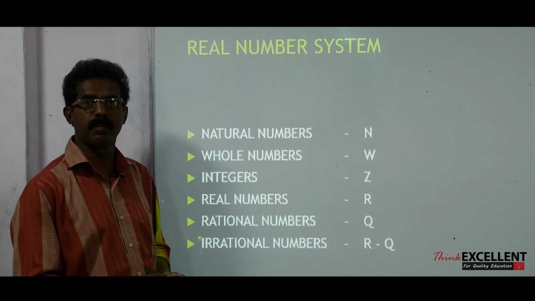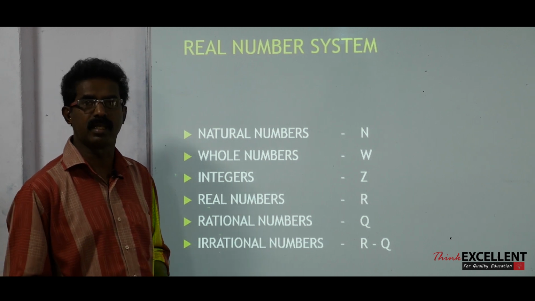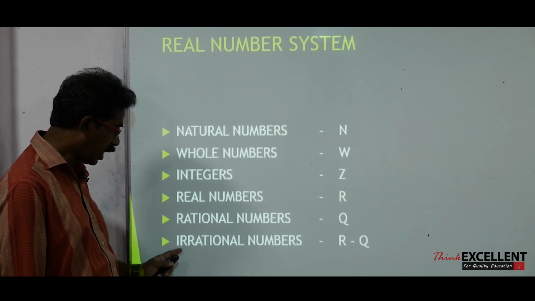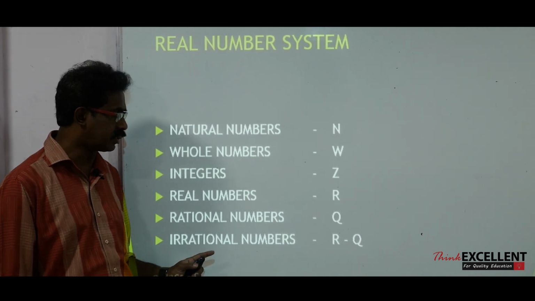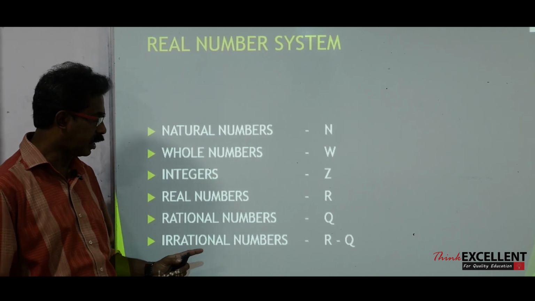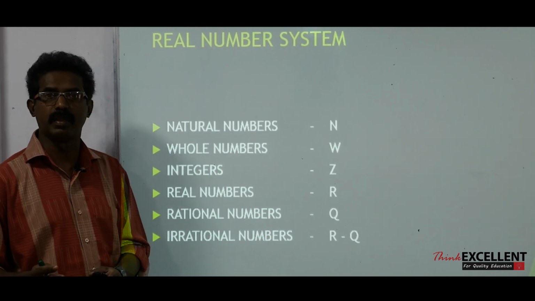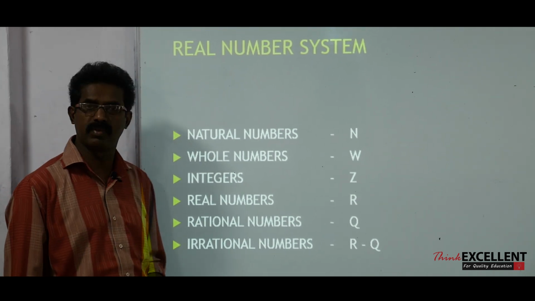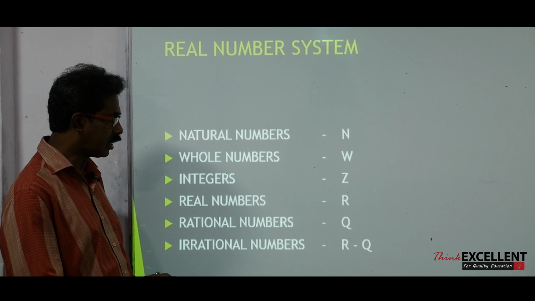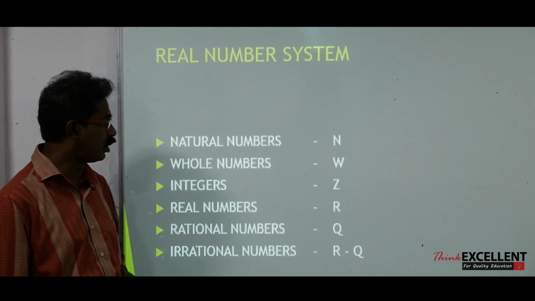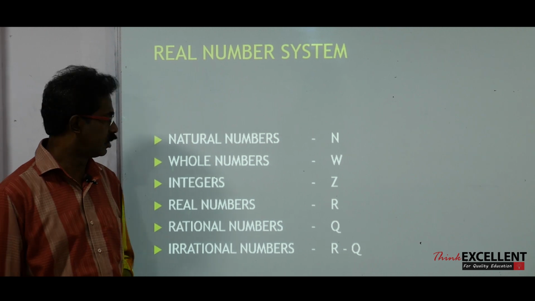So from the real number system, if you remove irrational numbers, the remaining numbers are rational numbers. The irrational number system is R minus Q. That is, from real numbers, if you remove the rational numbers, the remaining numbers are irrational. For irrational numbers we don't have a specific letter; we denote it as R minus Q. So this is how we denote the number systems.